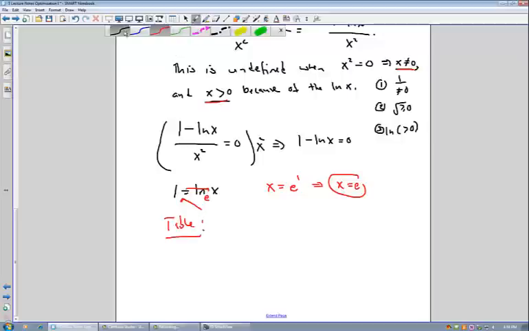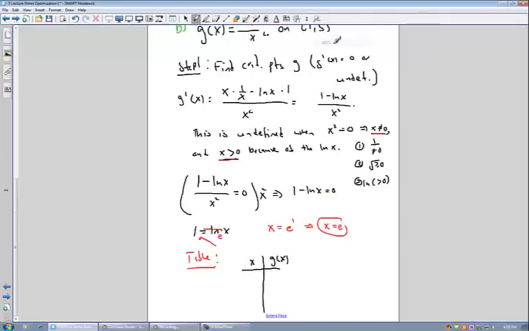And let's go back to black. So let's put my table right in the middle here. So here's my table. I have x. I have g of x. And let's zoom out just a little bit more. And so on here, what do I have?